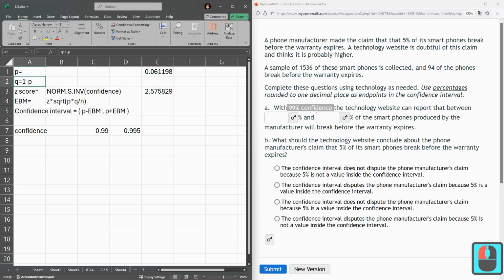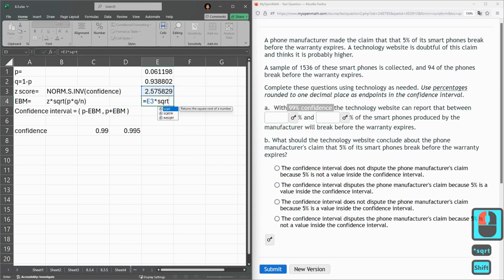And let's compute Q now. Q is the opposite or complementary proportion. So it's the original P, but just 1 minus that P. Remember, if you add those two together, you'll always get 1. So ready to run this error bound measurement right here. And it's going to be the z-score we just got. So it's that z times square root parenthesis. Now we do P times Q divided by N.